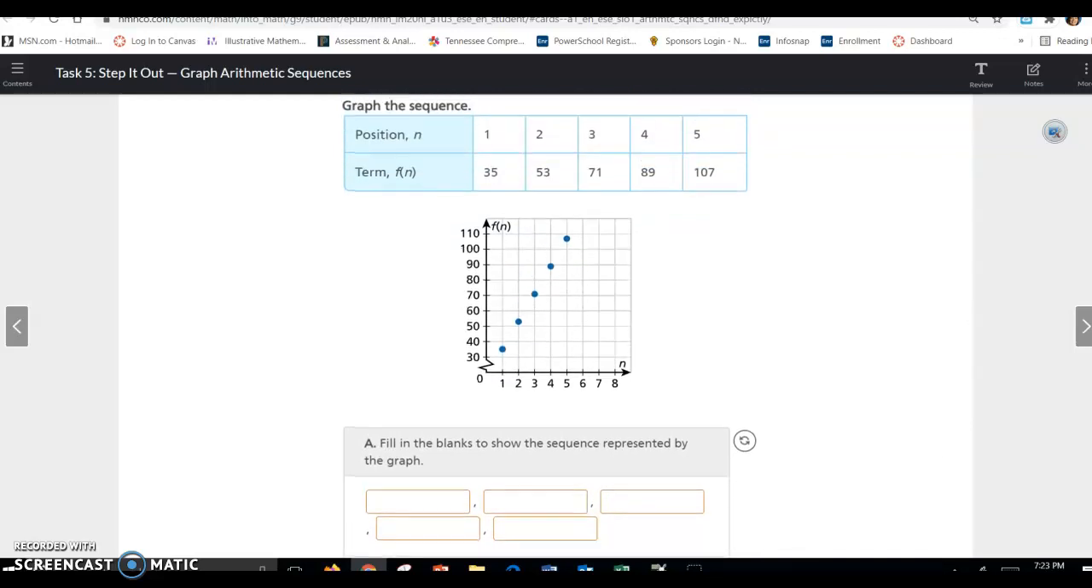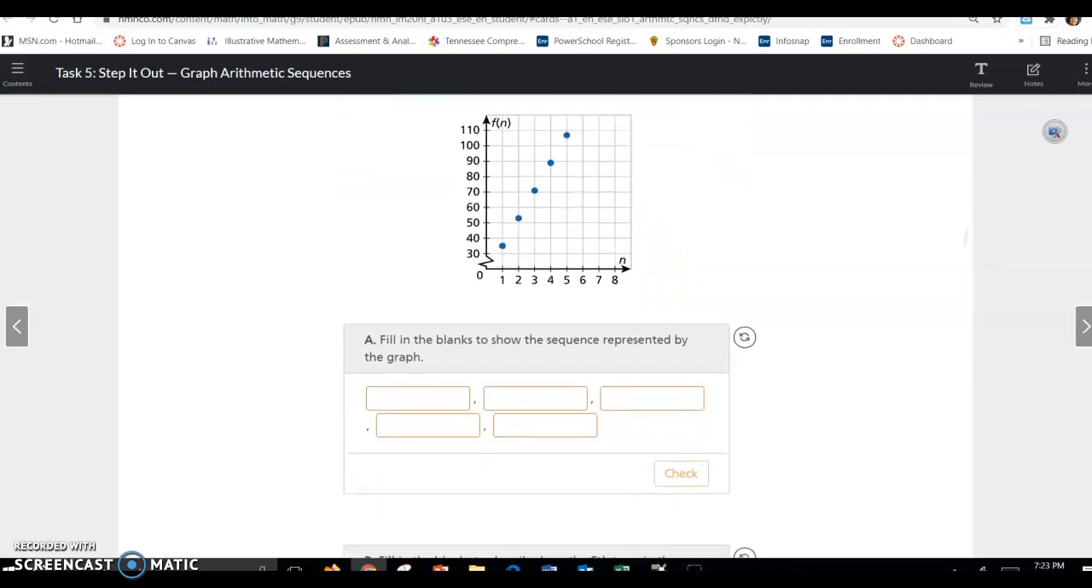All right, so they've just graphed these as ordered pairs. You can see this is 1 and 35, 2 and 53. So we got 1 and 35, 2 and 53, 3 and 71, and so on. Remember, this is discrete, meaning only the points are showing. It's not a line connecting them. A discrete graph has just the points, not a line connecting them.